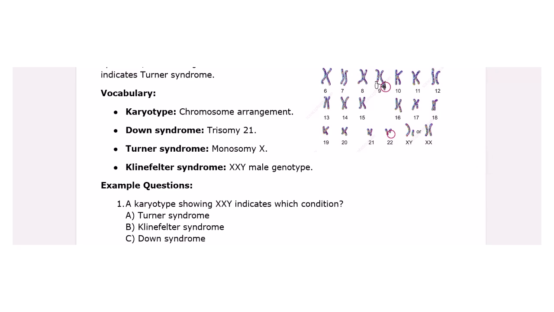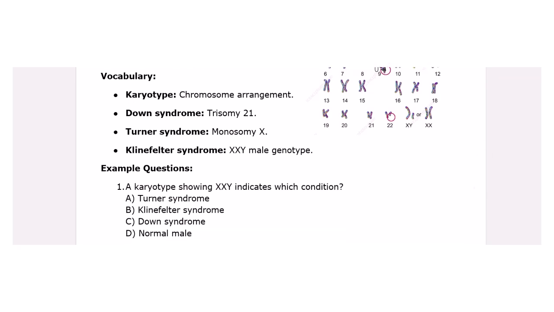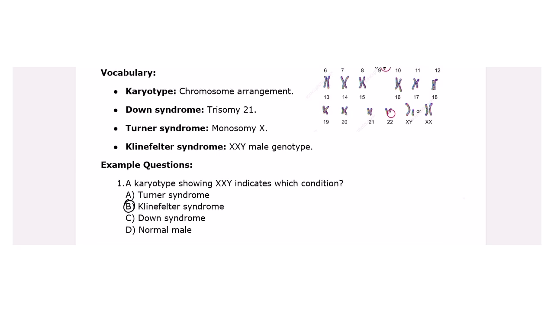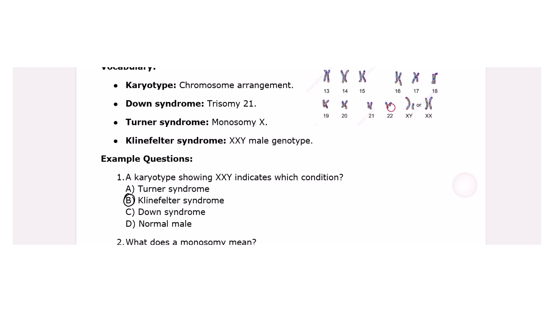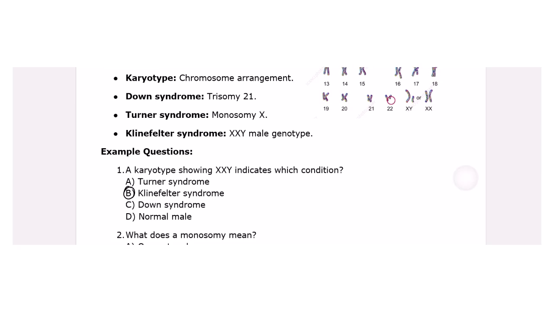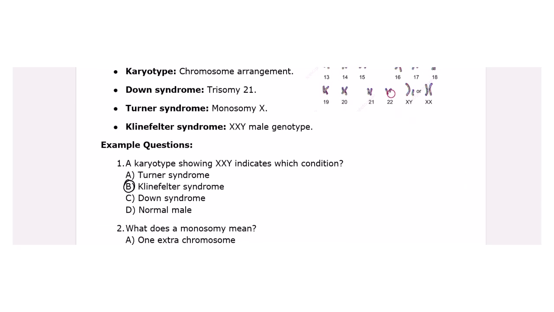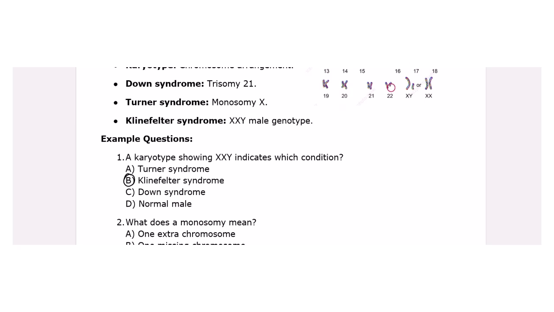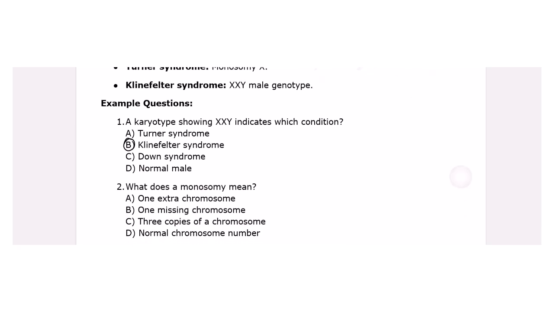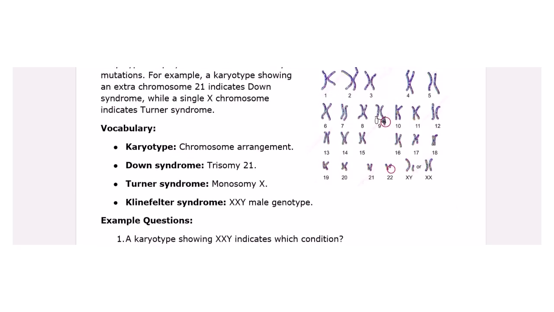So a karyotype showing XXY indicates what type of condition? It's Klinefelter or Turner. Sure, it's Klinefelter. Turner is Superwoman. Okay. What does monosomy mean? One missing chromosome. Yeah.